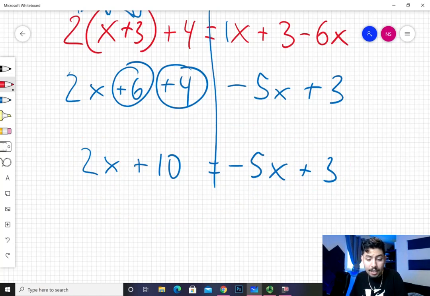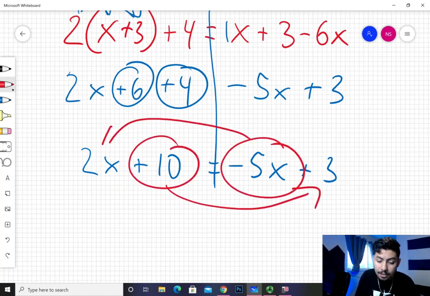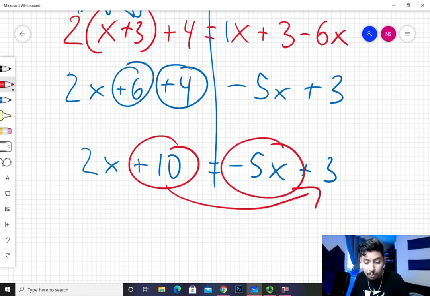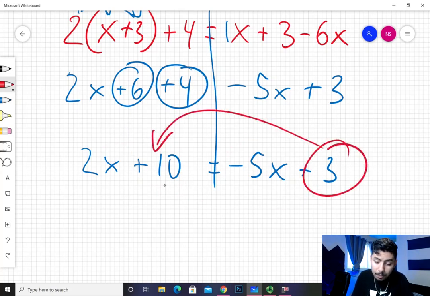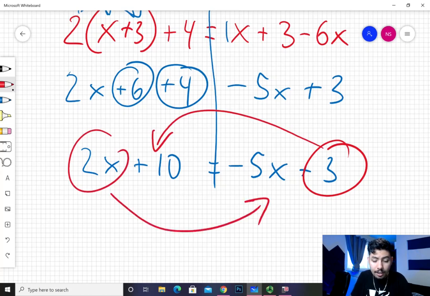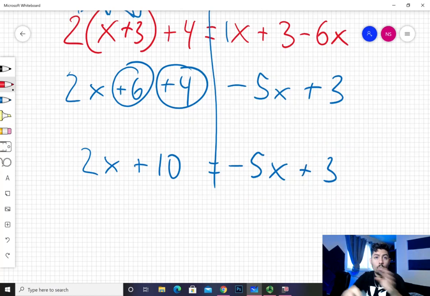You're 100% right. But you're also 100% right if you decided to move the 10 over there to the 3 and then the 5x over there with the 2x. Either way, you're fine. Or if you were one of those that literally want to be starting over here and say the positive 3 wants to go over there with the 10 and the 2x over here. Doesn't matter what you do first. Doesn't matter where you start or which one you want to move.